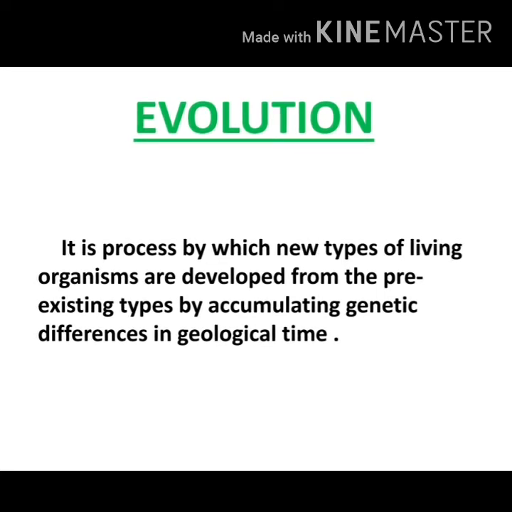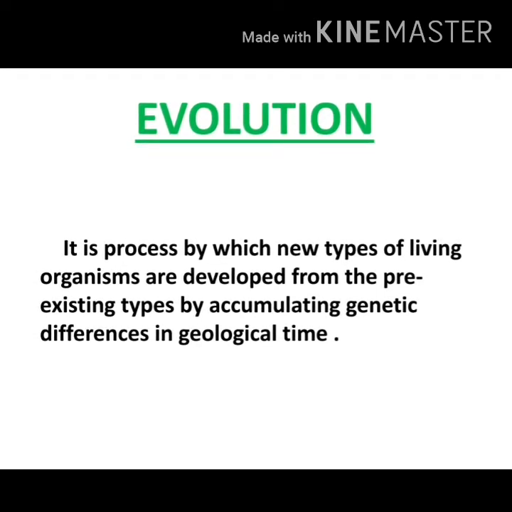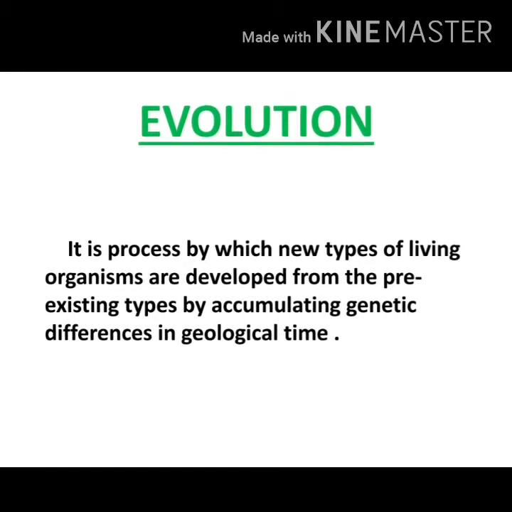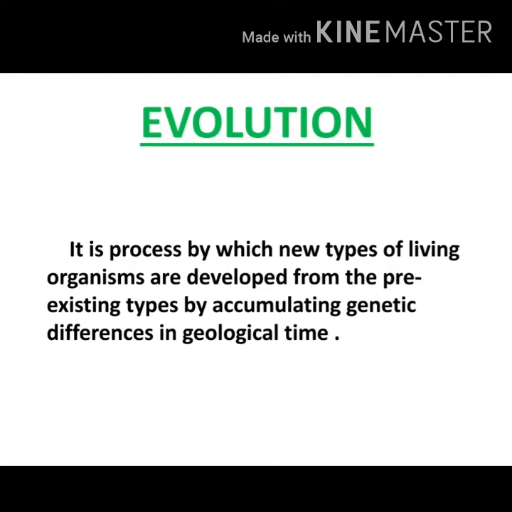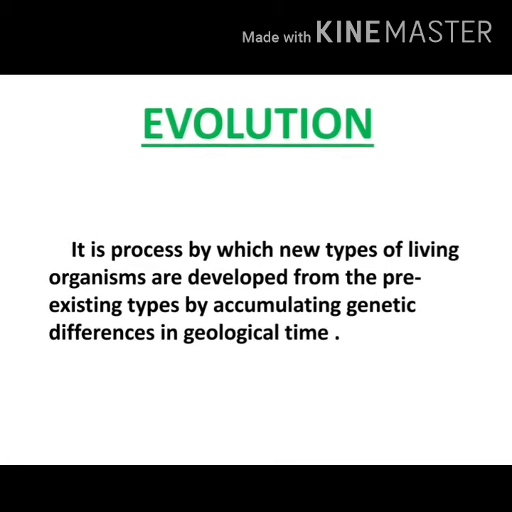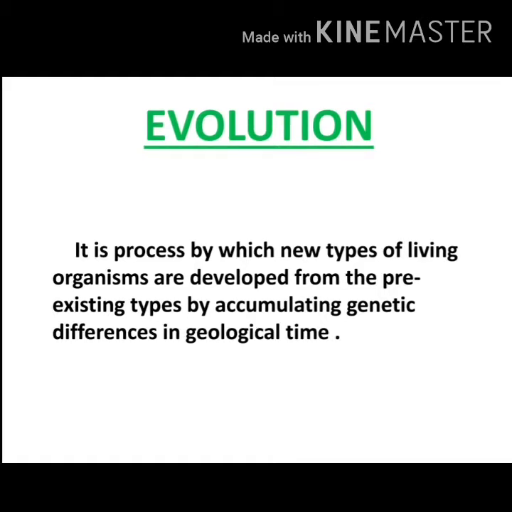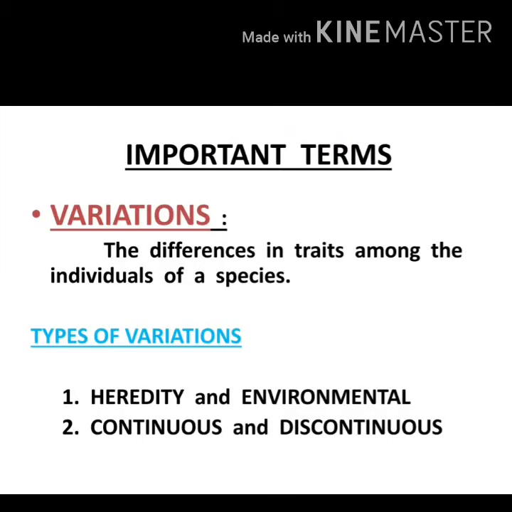That means in each generation, variations will occur, especially during sexual reproduction. These variations that occur will accumulate over a long period of time and give rise to new organisms. That is called evolution. Let us now discuss some of the important terms coming in this chapter. The first one, variations: the differences in traits among the individuals of a species are called variations.